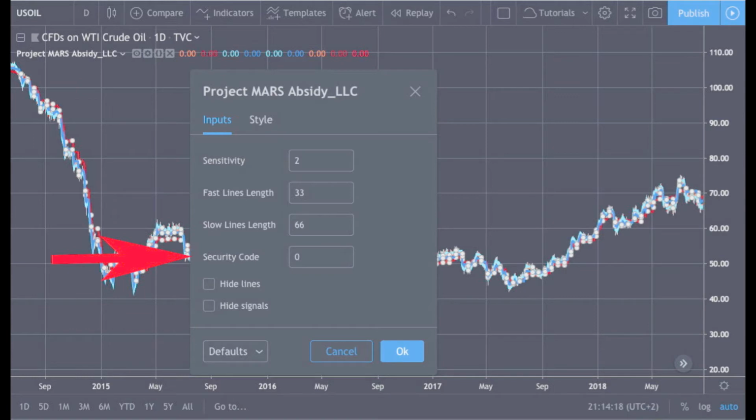We have a security code. You can enter the code that you've received here. If you have trouble doing this, please refer to the tutorial that shows you how to install indicators. Lastly, we have two choices to set here. We can hide the lines, which are the lines themselves that we're looking at on the screen, or we can check to hide the signals, which are little helpful arrows that appear when we have a crossover. We can hide either one of these. Then click OK and we're ready to go.